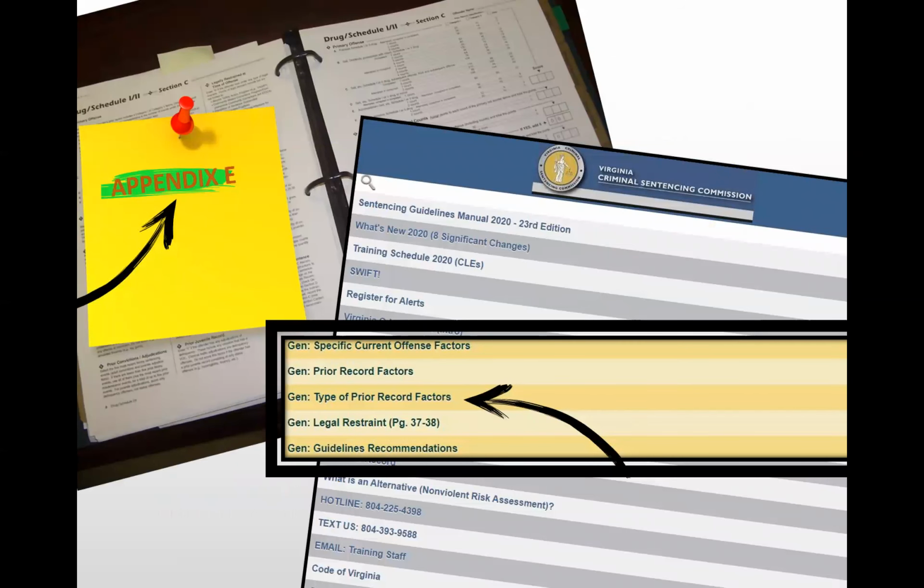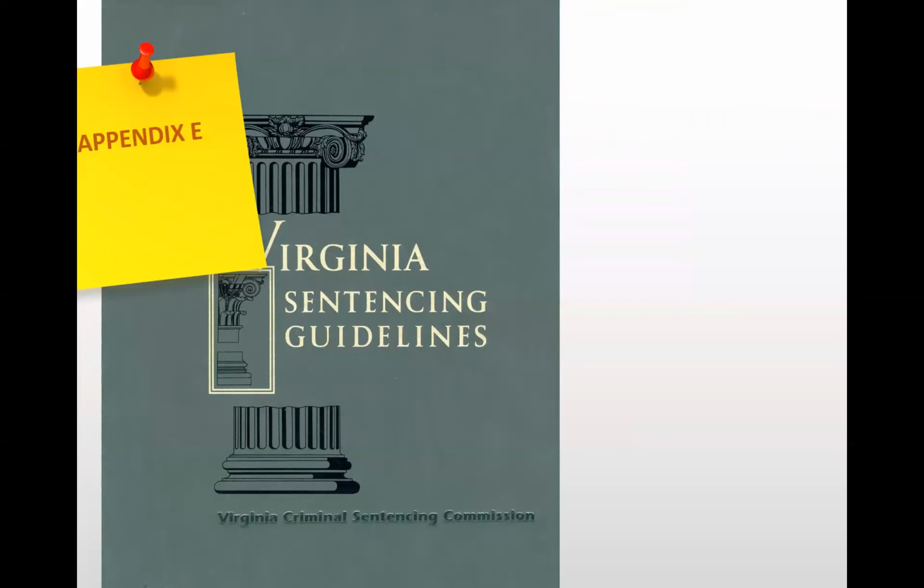Now, when users are referring to Appendix E, if you'd like to take a sticky note and place it in your guidelines manual, this may help you easily navigate through. Users also have access to the guidelines manual via the mobile website, and detailed information about types of prior specific offenses can be found there. So let's take a look at Appendix E.